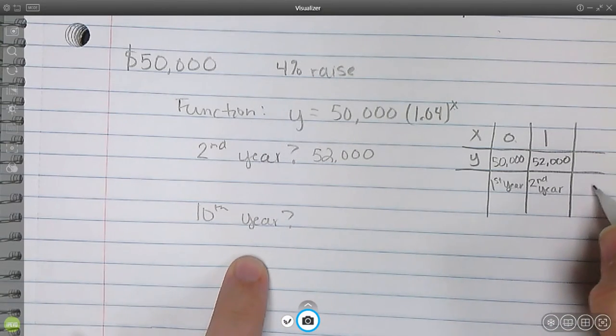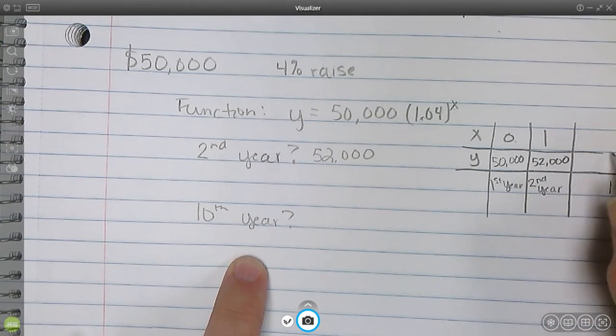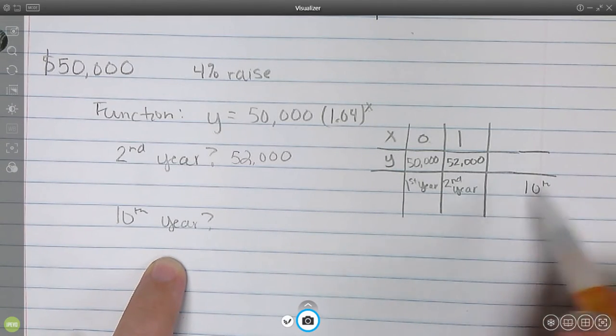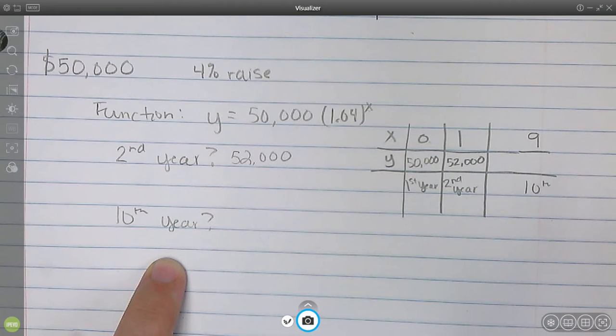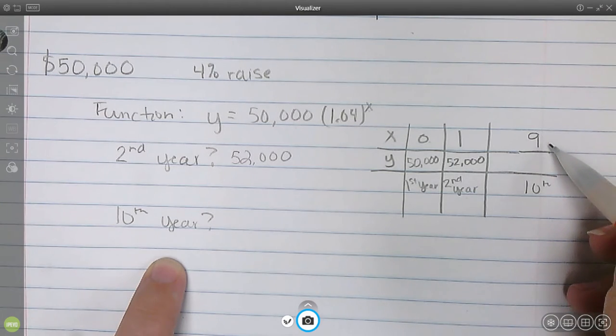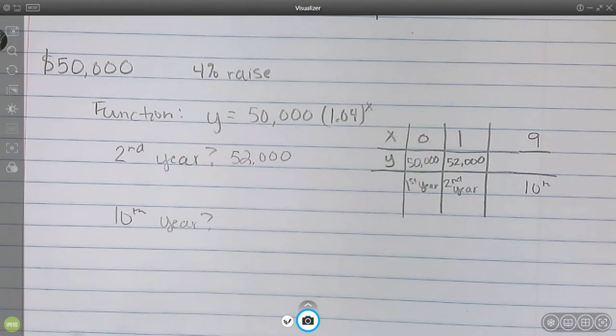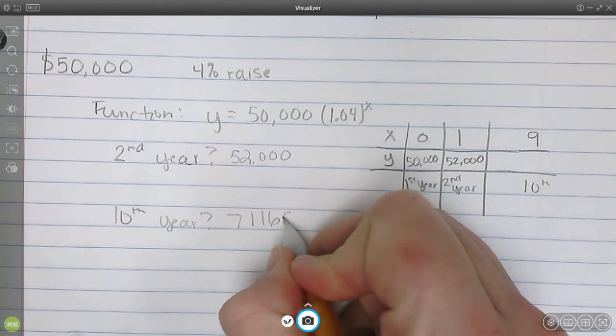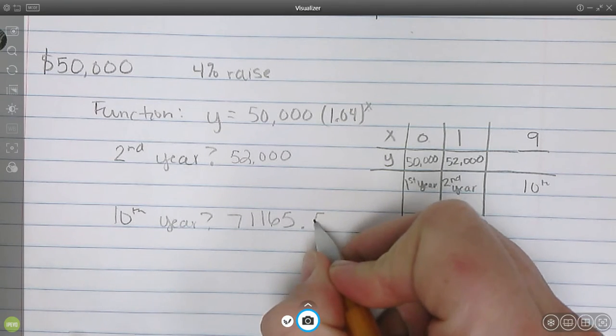Okay, so then what about the 10th year? To get to my 10th year, notice how my second year was 1, so it's just 1 less. So to get my 10th year, here I have 9. So I plug 9 into here, and if you put that into your calculator, you get $71,165.59.